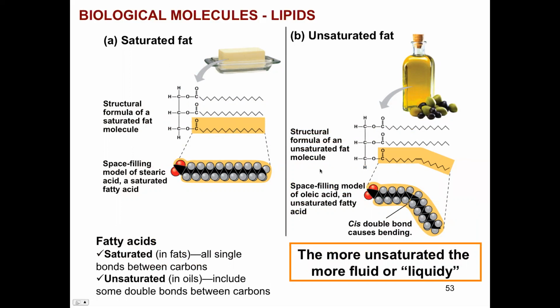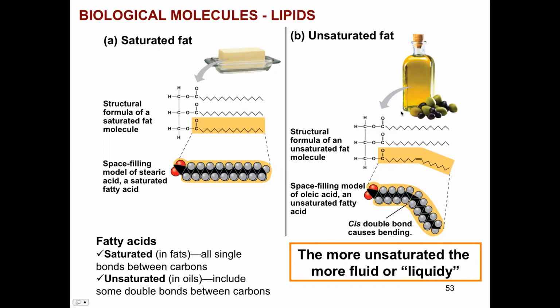Whereas an unsaturated fat, some of those fatty acid chains have some double bonding going on in them, and they will bend. And because they bend, they don't pack as nicely. So we think of these as oils, right? So they're liquidy. These are very common in fish and very common in plants, okay?